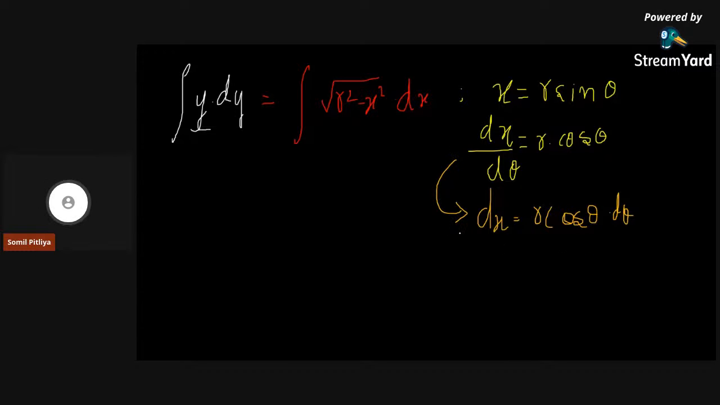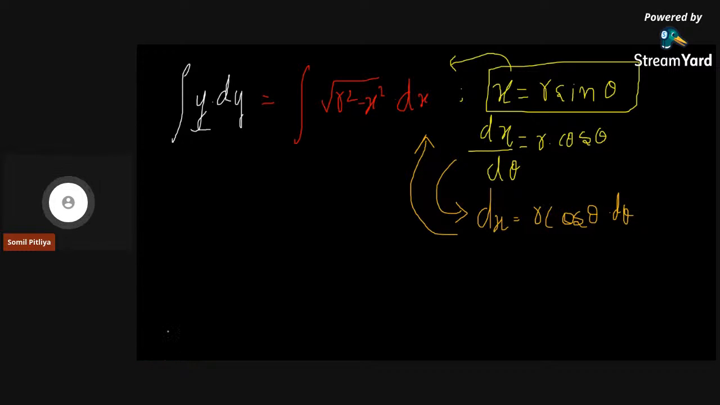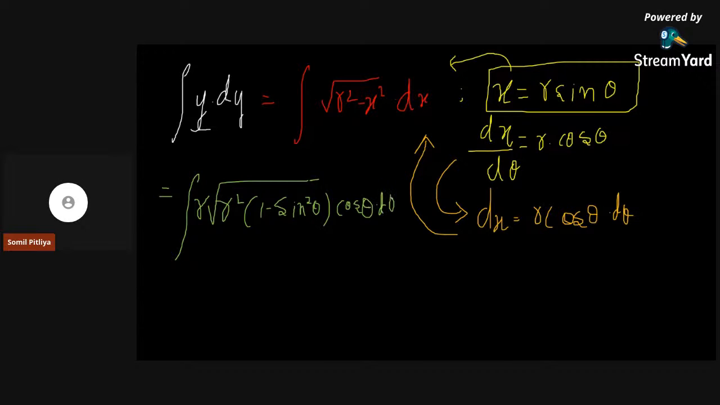I will put the value of dx in this, and I will also put the value of x as r sine theta in my expression to get a very simplified expression. So that will be integral of under root of r square minus x square, which is r square minus r square sine square theta. Taking r square as common, I get 1 minus sine square theta, and the dx will be r cos theta d theta.